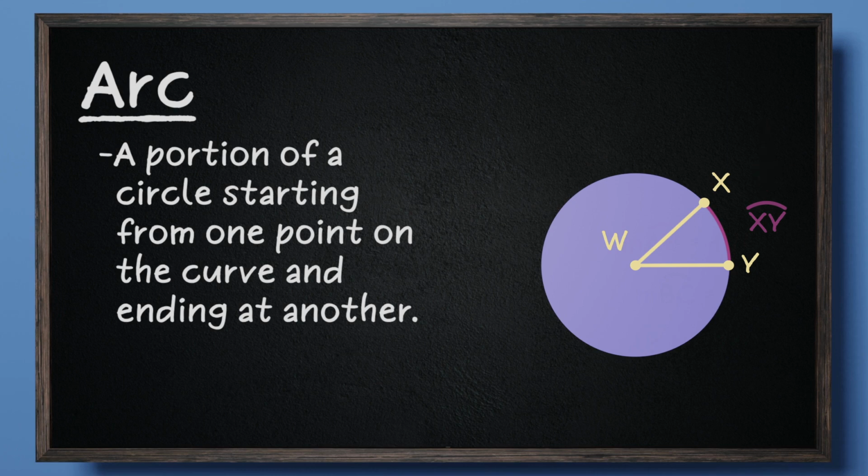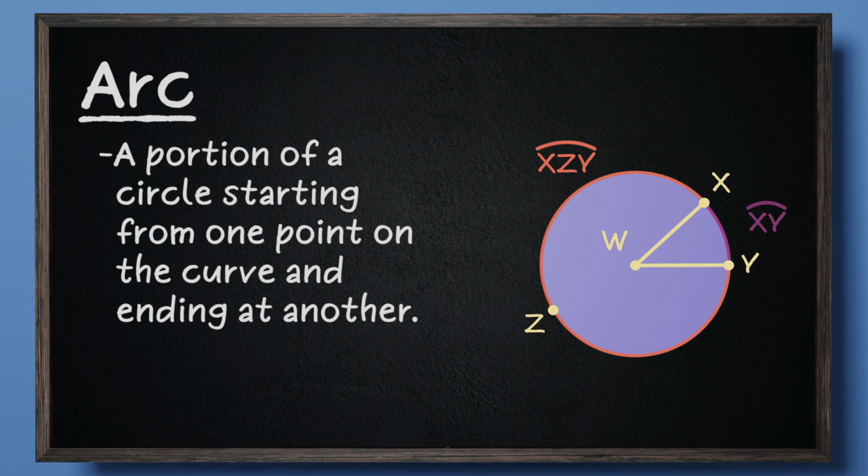A problem quickly arises, however, in our labeling system. Which arc is considered arc XY, the smaller arc or the larger arc? Using a third point on the circle can help us differentiate between the two arcs. The smaller arc XY does not contain point Z, while the larger arc XZY does. It's important to note that the symbol for an arc, like XZY, must list the points in order of appearance, which in our case is XZY. Therefore, the symbol for this particular arc will be arc XZY.